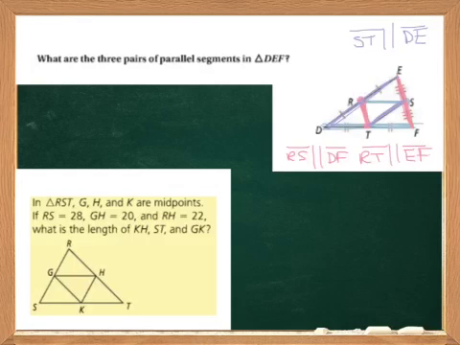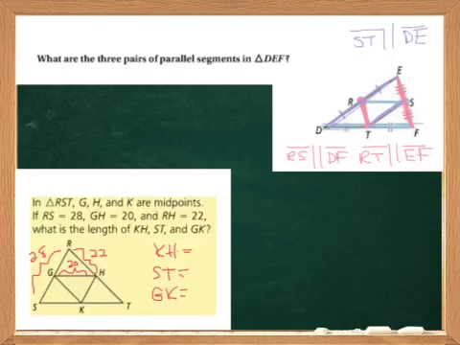Now our next example in this bottom left-hand corner says that in triangle RST, G, H, and K are all midpoints. If RS is 28 units long, so this whole thing is 28 units long, GH, just this piece, is 20 units long, and RH, just this piece, is 22 units long. What are the lengths of KH, ST, and GK?